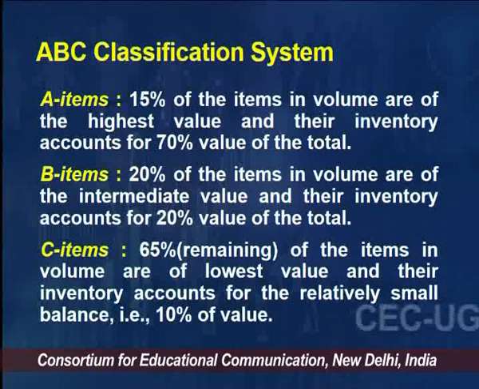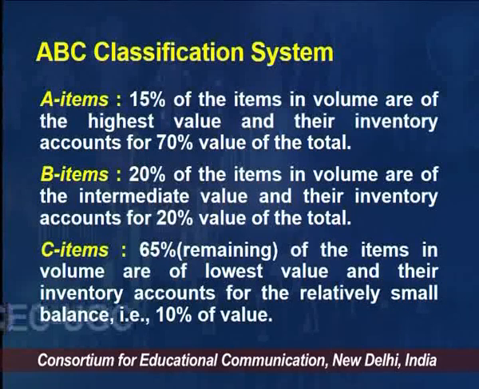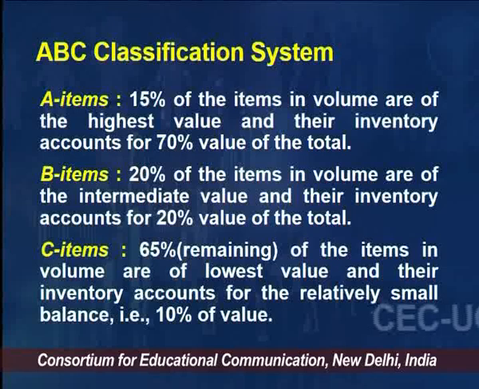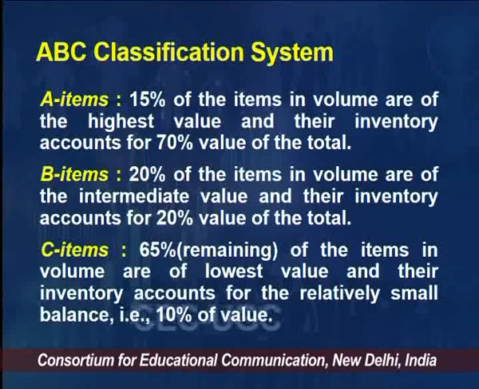Then B items, 20% of the items in volume are of the intermediate value and their inventory accounts for 20% value of the total. Then there are C items, that is 65% remaining of the items in volume are of lowest value and their inventory accounts for the relatively small balance, that is 10% of the value.